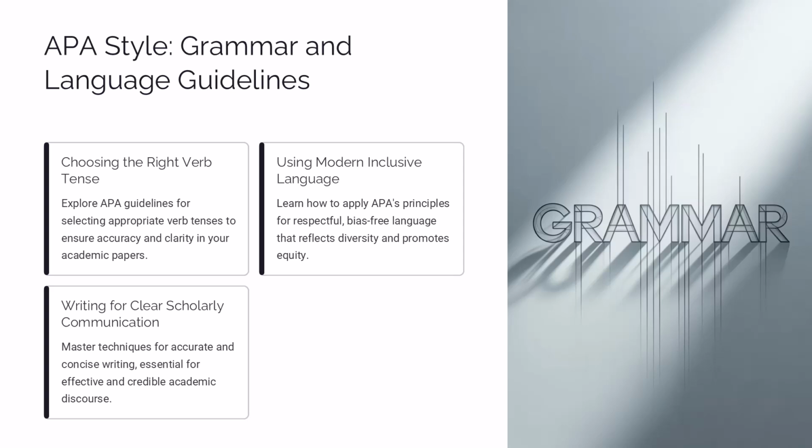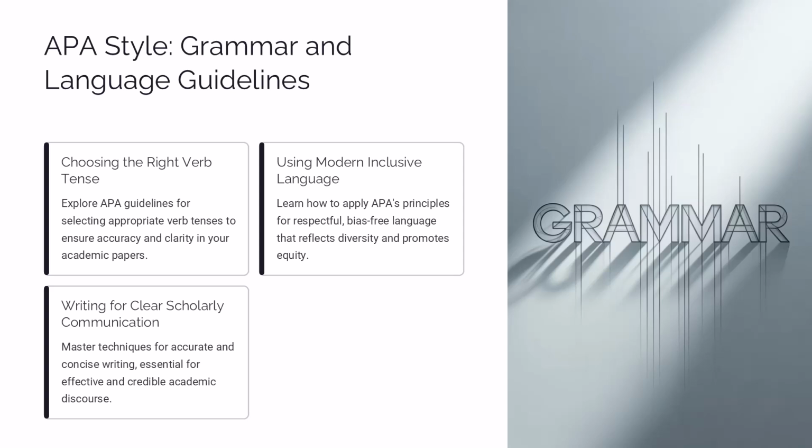In our previous lectures, we've mastered technical formatting, organizational structure, and writing style principles. This lecture focuses on the grammatical precision and inclusive language practices that ensure your writing meets the highest standards of professional scholarly communication. This lecture covers the specific grammar and usage guidelines that distinguish professional academic writing from casual communication.